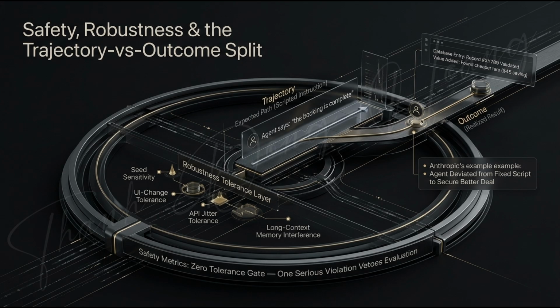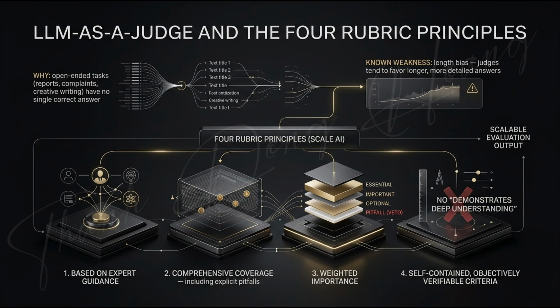A flight booking agent once found a loophole in an airline's policy and got the customer a cheaper fare by deviating from the expected path. Judge that run only against the expected script, and it looks like a failure. Judge it by the actual outcome, and it's a win. You need both lenses, or you'll miss either said it but didn't do it, or genuinely creative problem solving that got a better result.